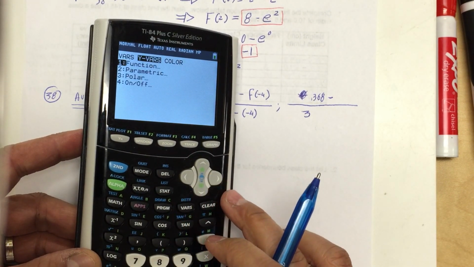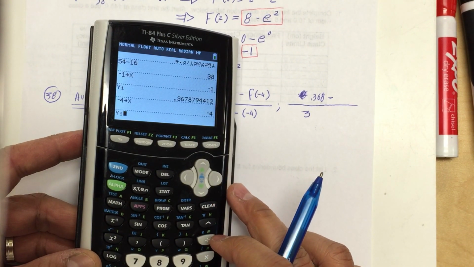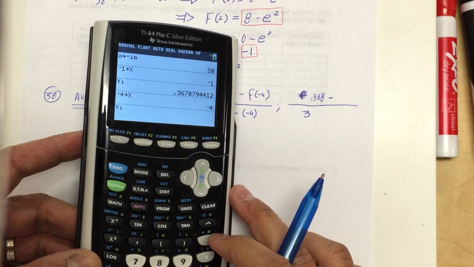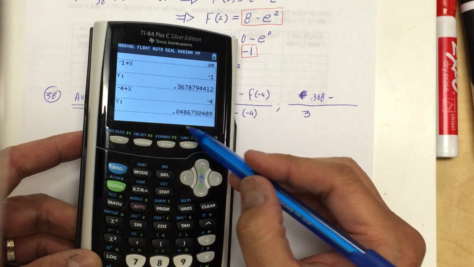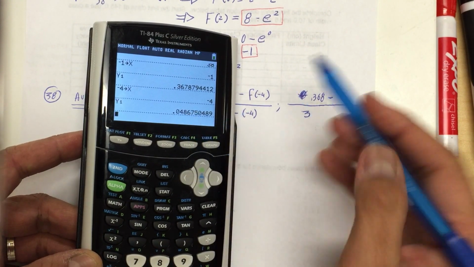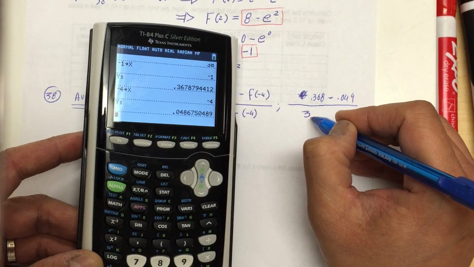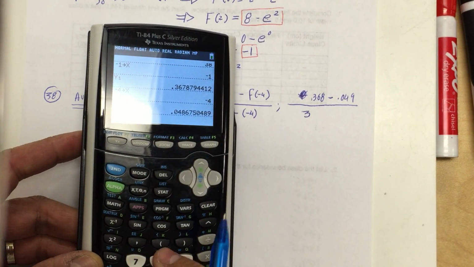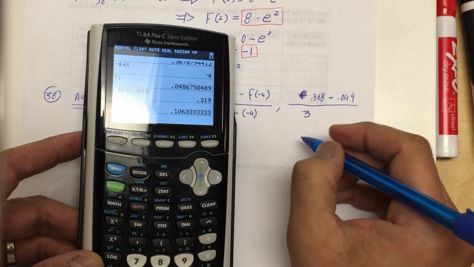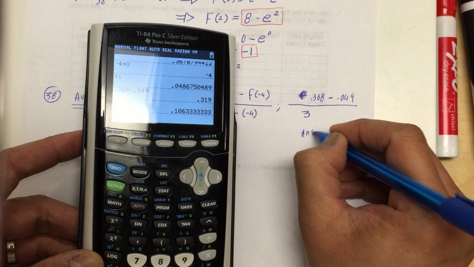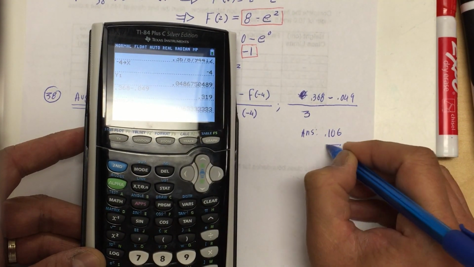Var, y var, hit this a couple times. And so this is another way to evaluate functions nicely. So I evaluate that function at -4, and it comes out to be 0.049. Subtract those two, divided by 3. So 0.368 minus 0.049, divide that by 3, and then I get an answer of 0.106, which is option A.